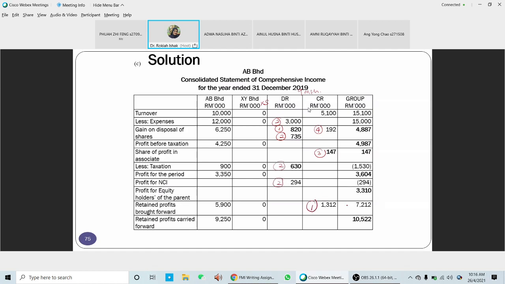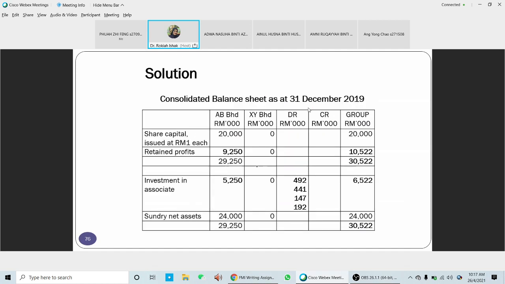Yeah? So the figures here. Okay, retained earnings, ending or carry forward here will be 10,522. Okay, that is what you have for the statement of comprehensive income. So in the balance sheet, XY will be 0. Okay, no longer a subsidiary here. Retained profit is the one that is carried forward. Investment in associate 5250 here is based on the new value of your investment. Okay, 5250. If you look at here, you have that one in your balance sheet.